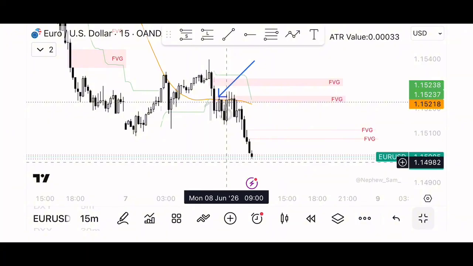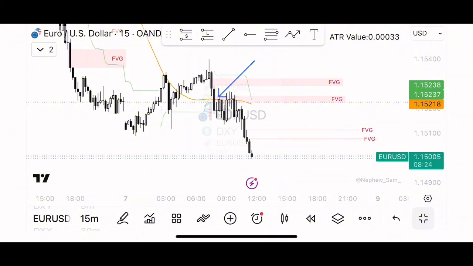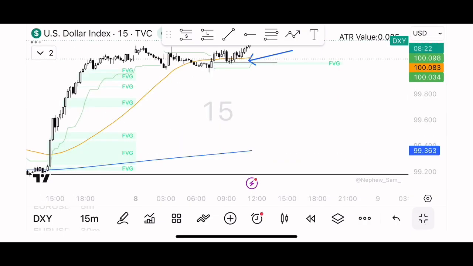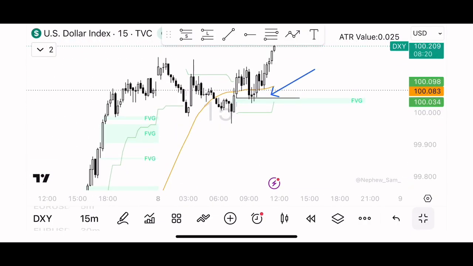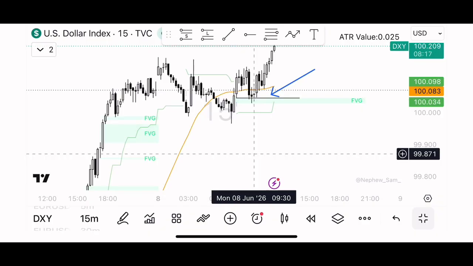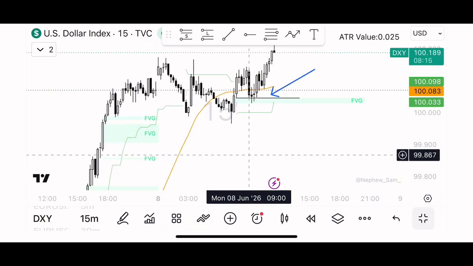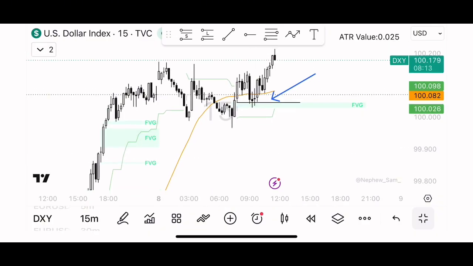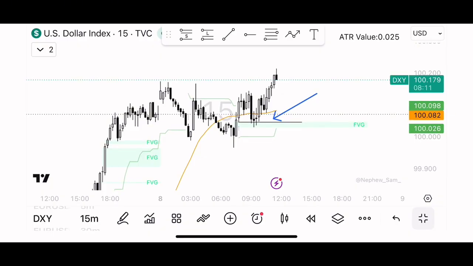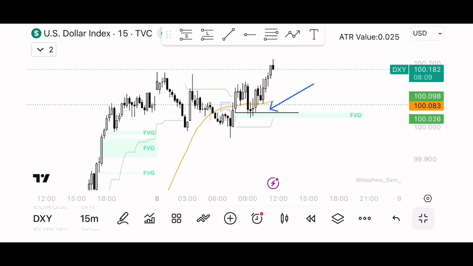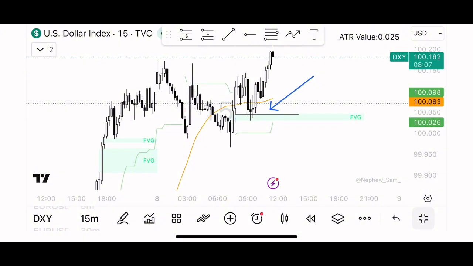As simple as that. So right here, this is what we had, and on DXY, this is what we had today. So I could have taken an entry for a sell on Euro USD or not traded at all, and I chose the second one, to not trade at all. So this is how I simply analyze.